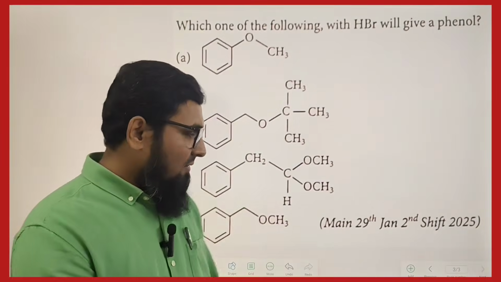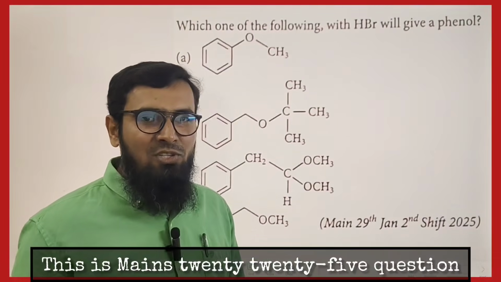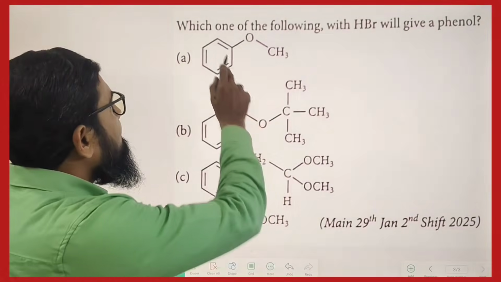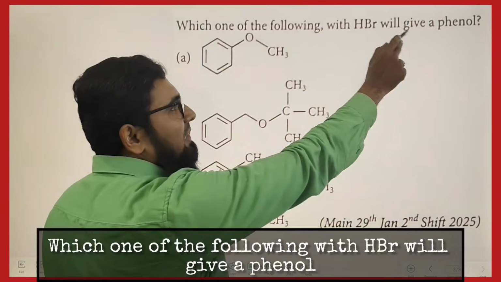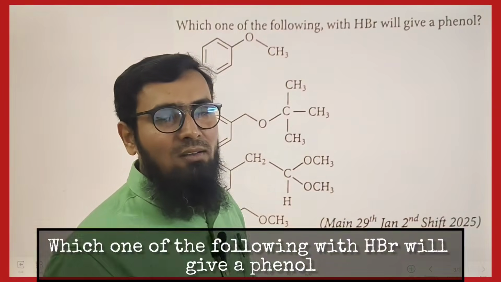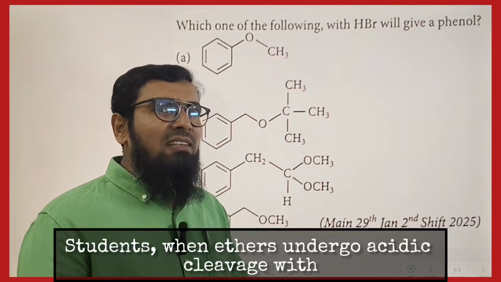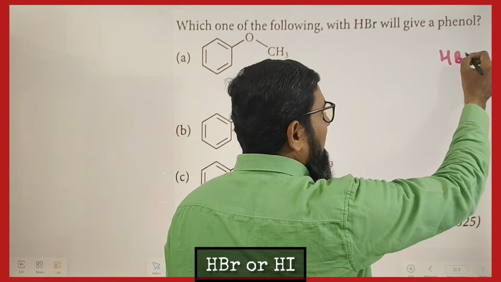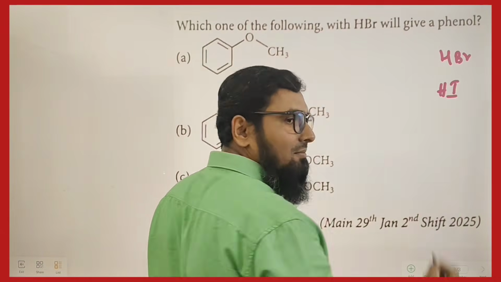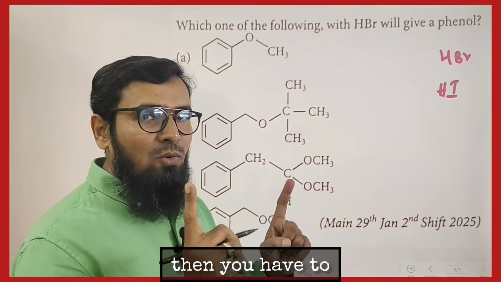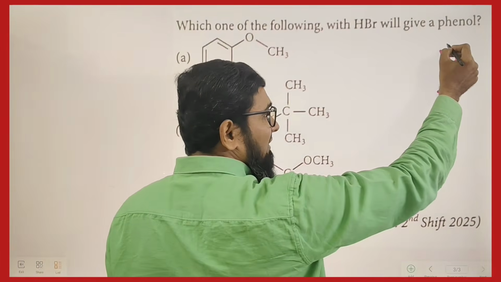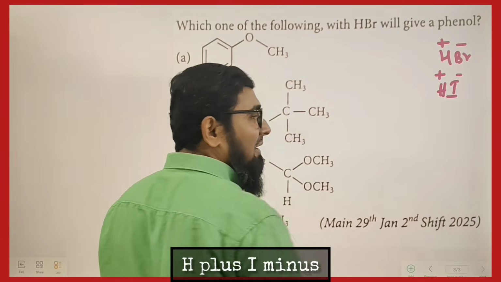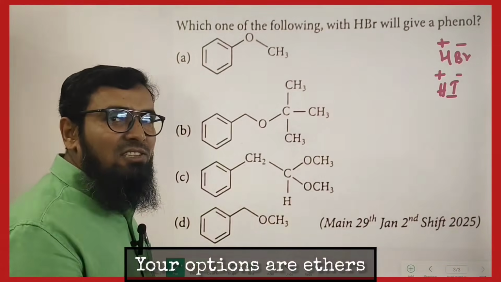Hi students, this is a mains 2025 question. This question comes in ethers. Which one of the following with HBr will give a phenol? Students, when ethers undergo acidic cleavage with HBr or HI, you have to split this into two parts, H plus Br minus, H plus I minus. Here the options are ethers.